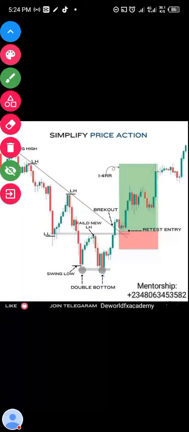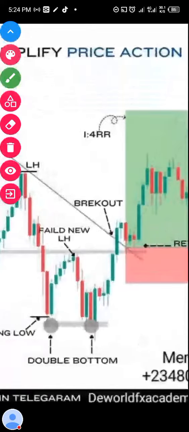You can look closely here. Let me zoom, if I can zoom. You can see here, we have a serious engulfing candle. Look at it there. Okay? That is a serious engulfing candle.